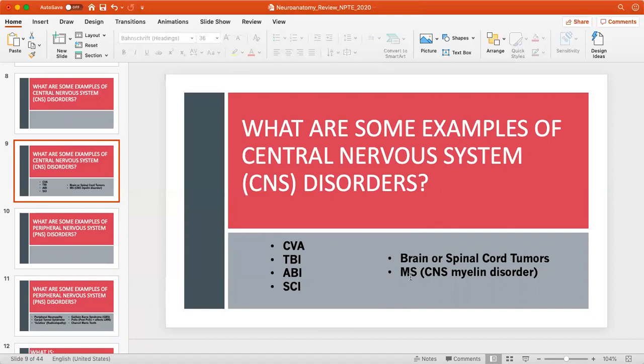MS, multiple sclerosis, which is a central nervous system myelin disorder, progressively demyelinating disorder, as it were. And so depending on the area where that disease is manifest, is going to depend on the deficits that you see, but it could be in multiple areas of the brain. So cortex, cerebellum, brainstem.